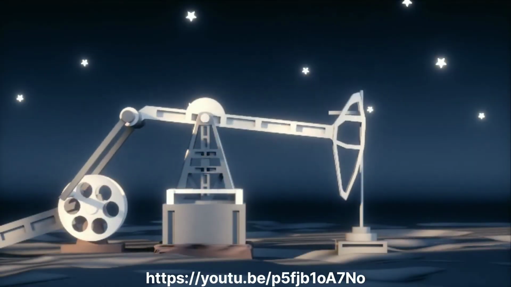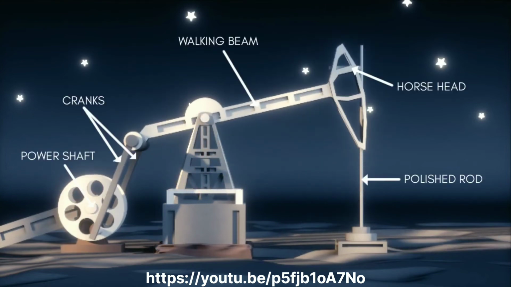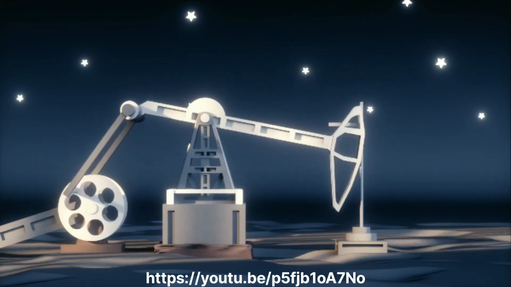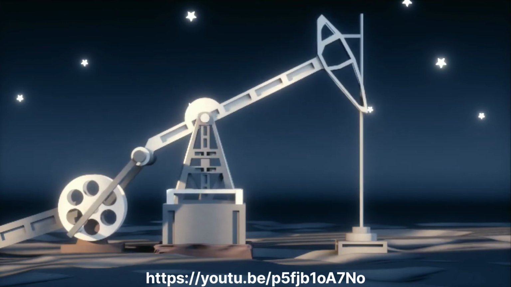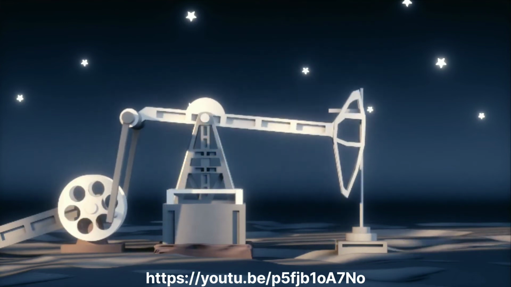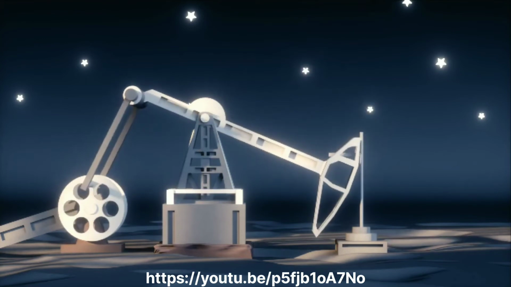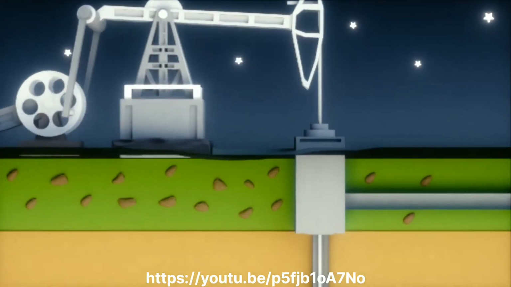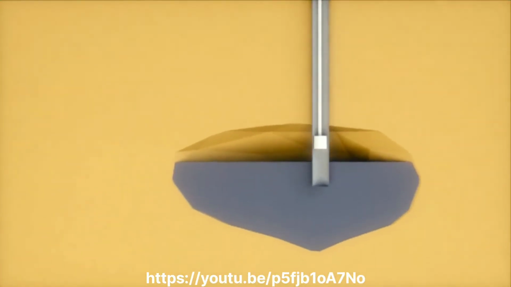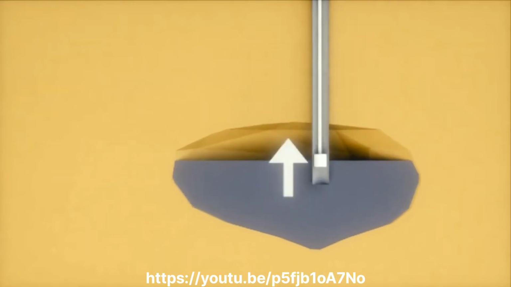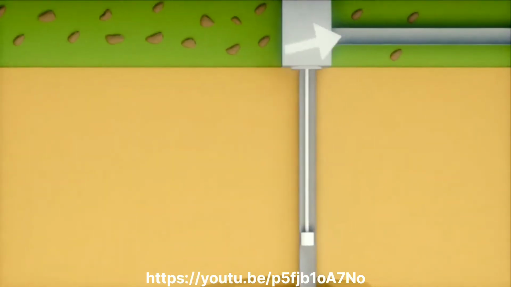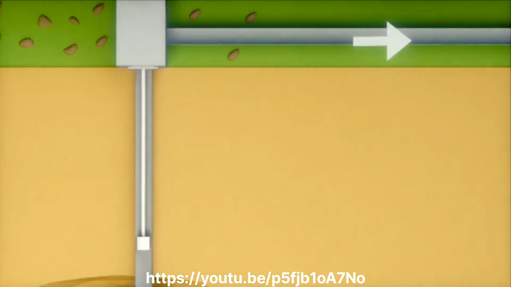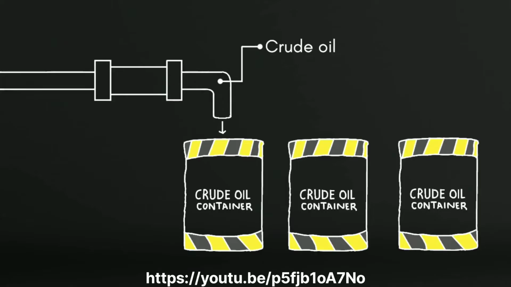In the process of crude oil extraction, the pump, which mainly contains a power shaft, cranks, walking beam, horse head, and polished rod, extracts oil from the earth. Inside the earth, the pump has casing, valves, etc. This complete extraction process has maximum safety precautions because crude oil contains many flammable chemicals. The extracted crude oil is sent to the factory and transported in the form of cans.